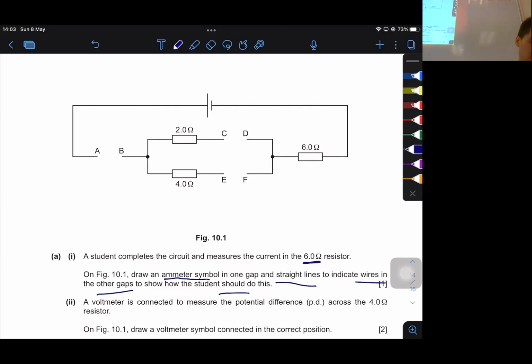Find the current here. You don't know what it is, but you know for a fact that this line will be the same all the way up to this line here, right? You guys know this. So from here, obviously, you want to find an ammeter and put it here. This ammeter over here. Then for the other gaps, you just need to draw wires only.